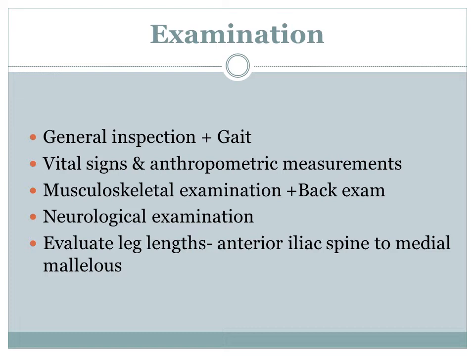Some abnormal gaits are very famous, and it can give you a clue about the diagnosis immediately from the type of the gait itself. Then go for examining the vital signs and anthropometric measurements to exclude any form of skeletal dysplasias or abnormality in the span of the patient to the height of him.